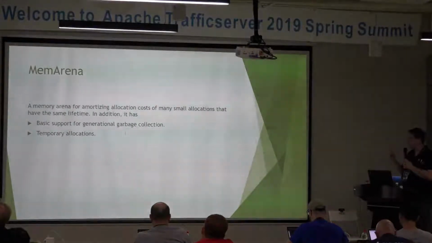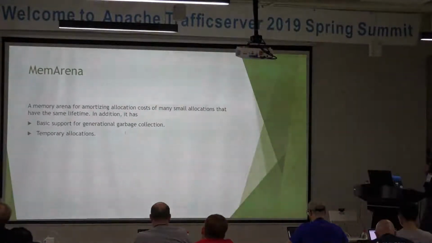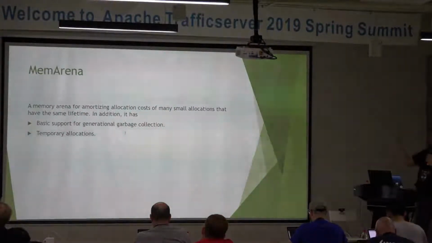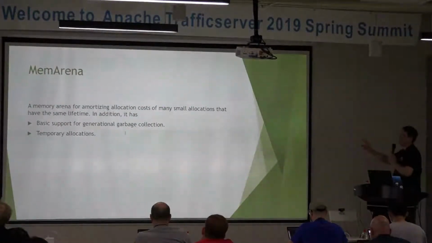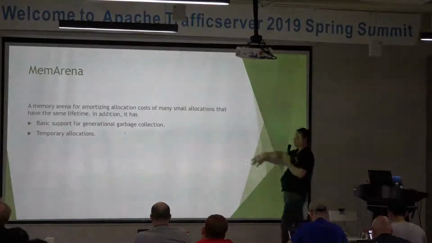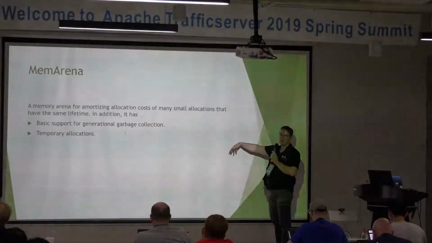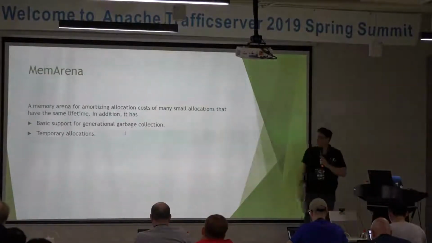It's heap-based, so although it has some basic support for generational garbage collection, it's really designed to say I'm going to allocate a bunch of stuff, and then at some point in the future, I'm just going to get rid of it all. An example would be, of course, headers in a transaction. We allocate them as we go. We keep them around. When the transaction ends, we just drop it. So this also amortizes your cleanup costs, because now you don't go and clean up all the little pieces. You just drop the entire arena, and off it goes.